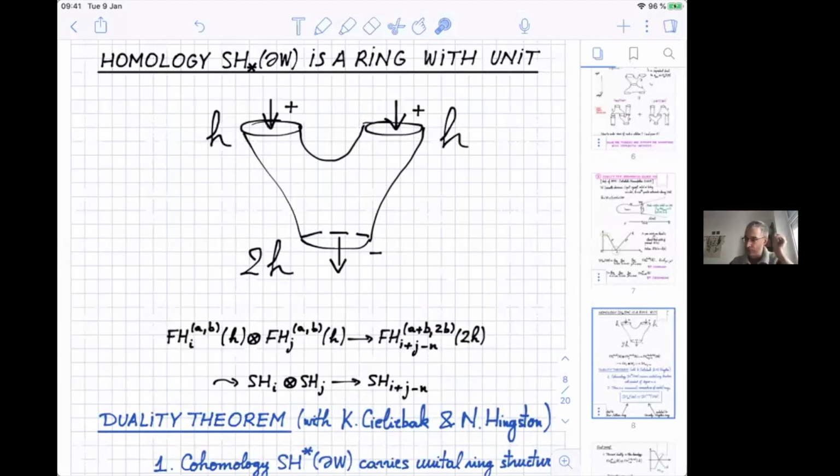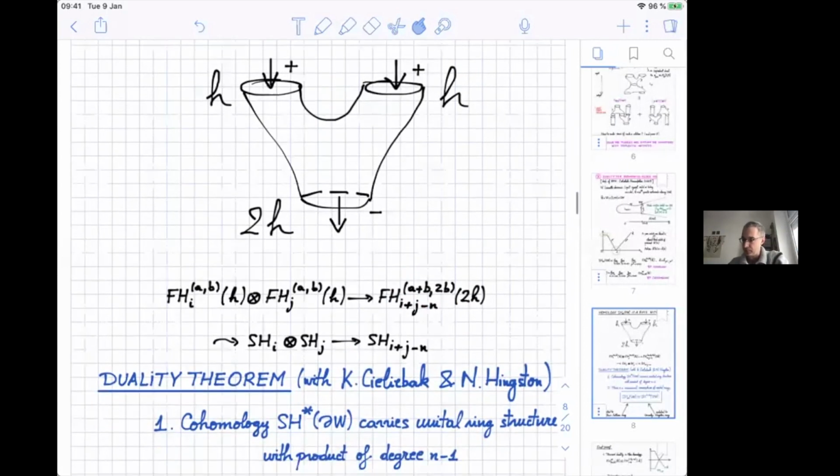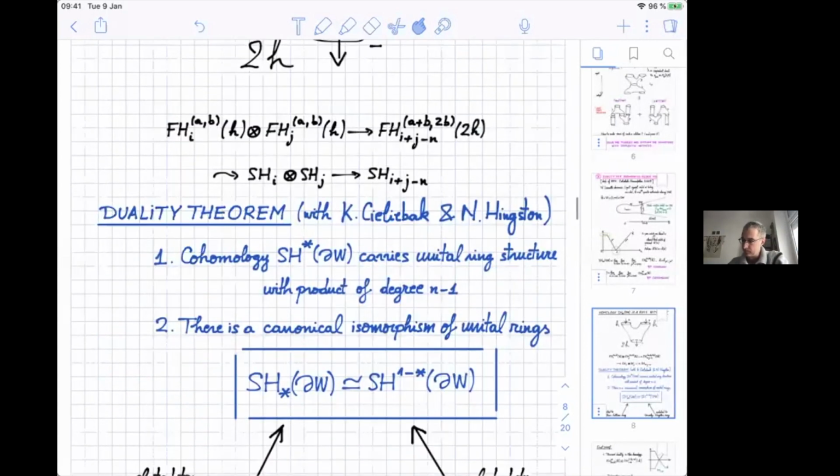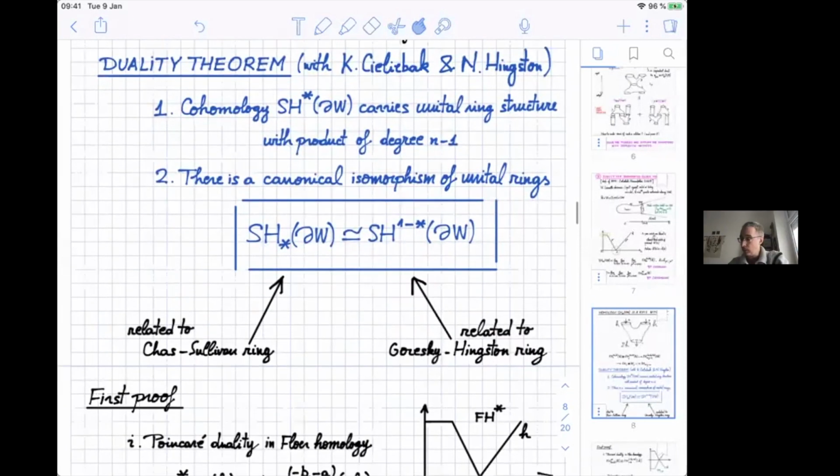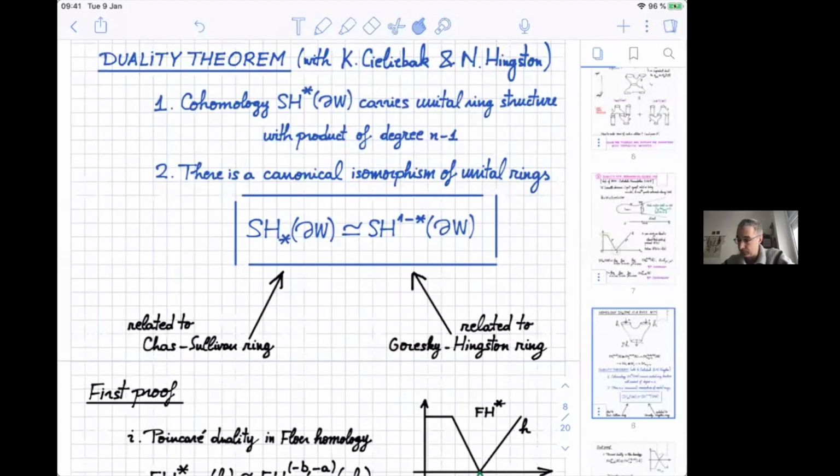So the order in which we take the limit is important and endows our object with the structure of a ring. And it does have a unit. So now, half an hour through the talk, time for the statement of the theorem, which is the main point. It's the duality theorem.